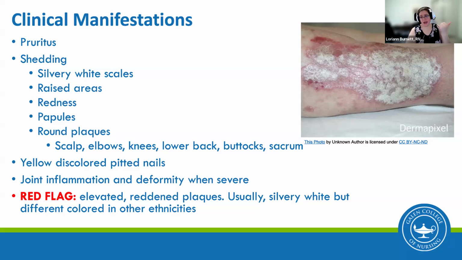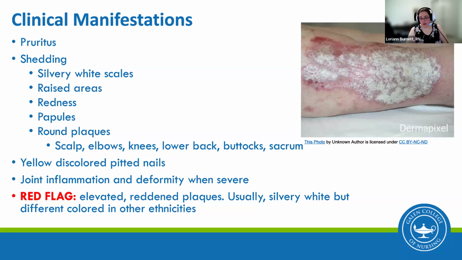So we're going to have our pruritus or itching. We're going to have silvery white scales. They're going to be raised, hard. We're also going to have those papules. Most commonly, it's on the scalp, the elbows, the knees, the lower back, buttocks, and sacrum. They can also have yellow, discolored, pitted nails. And again, we talked about it's autoimmune, so eventually they can have joint inflammation and deformity.